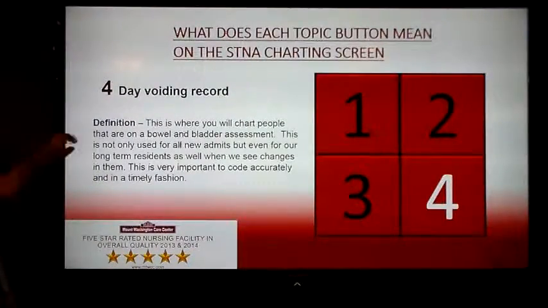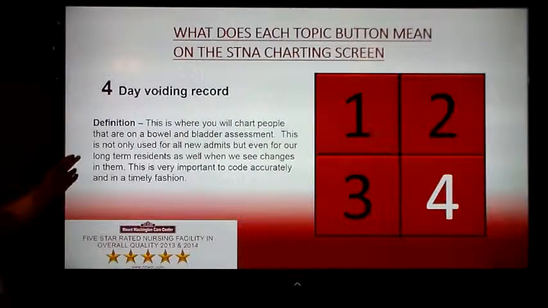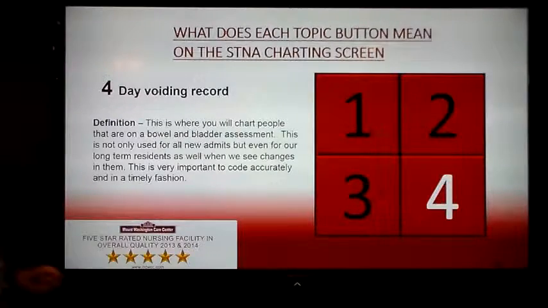Four-day voiding record. This is where you will chart people that are on a bowel and bladder assessment. This is not only used for all new admissions, but even for our long-term residents as well when we see changes in them. This is very important to code accurately and in a timely fashion.